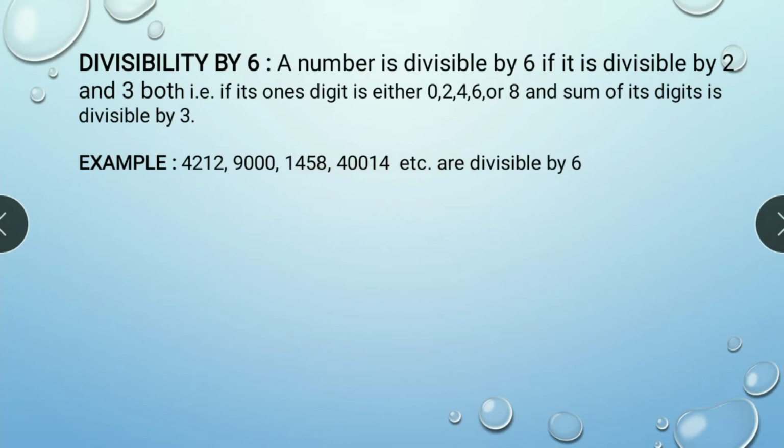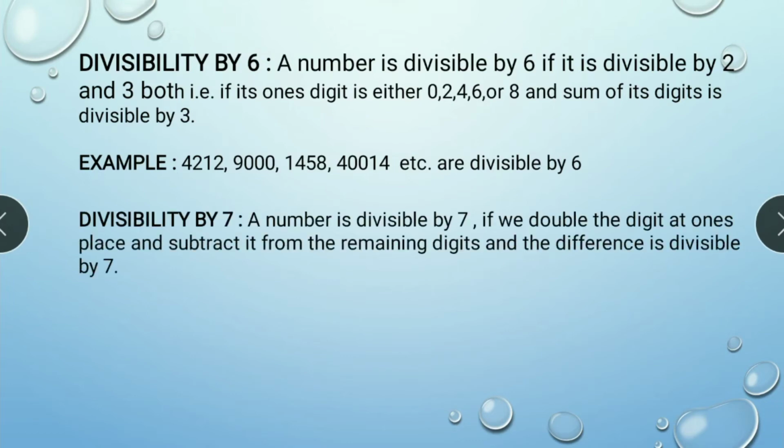Clear? Now let's see the divisibility of 7. A number is divisible by 7 if we double the digit at ones place. The digit which is at ones place, you have to double that and subtract it from the remaining digits. And the difference is divisible by 7. After that, you have to find whether the difference is divisible by 7 or not. If it is divisible by 7, then the number will be divisible by 7.